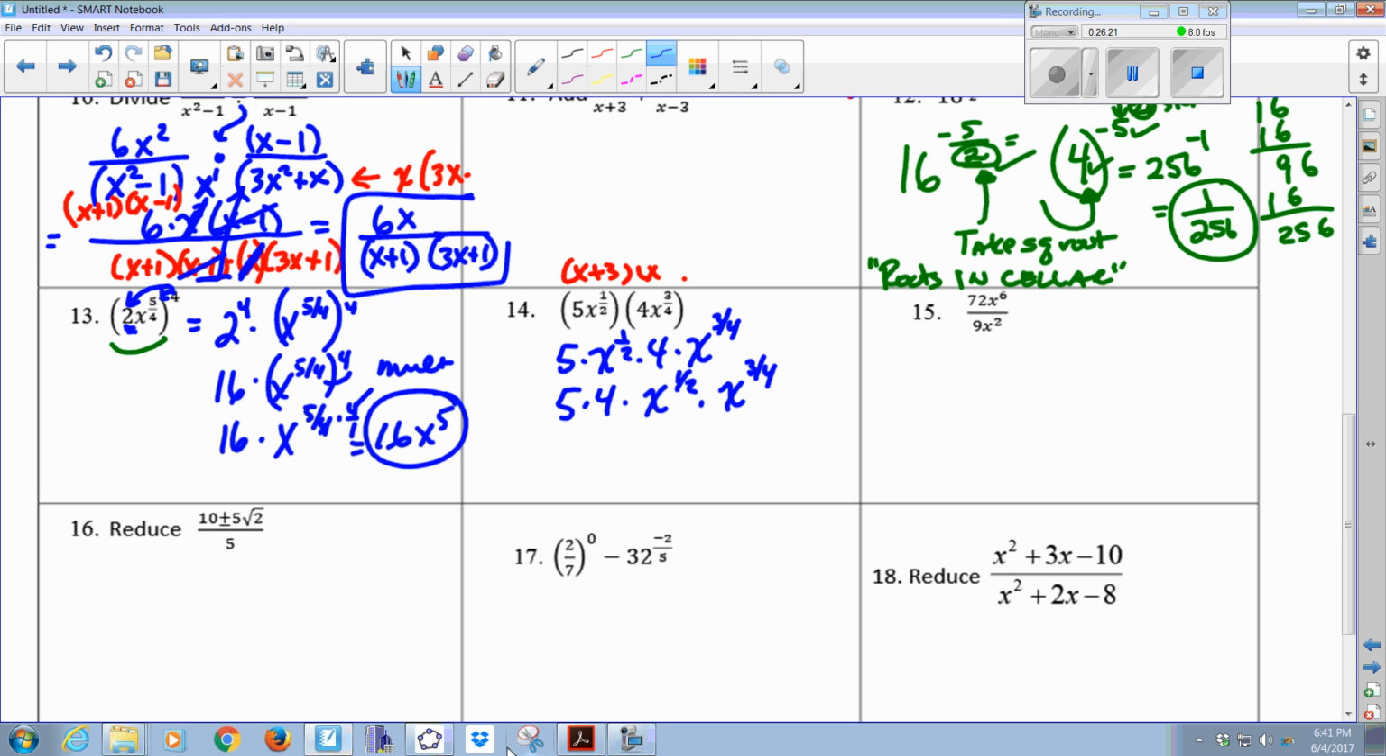So 5 times 4 is 20. We're multiplying with like bases, so we keep the base the same and we add the two exponents. 1/2 and 3/4 is the same as 2/4 and 3/4, which is 5/4. So our answer is 20x to the 5/4.